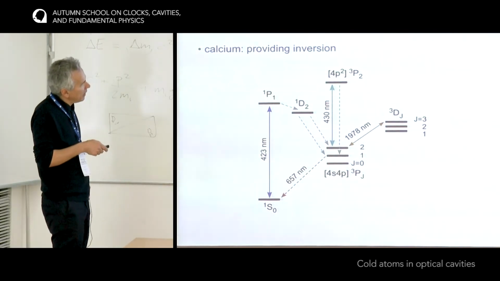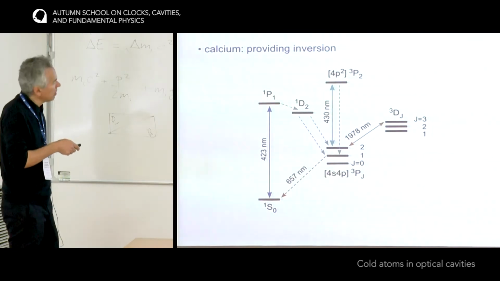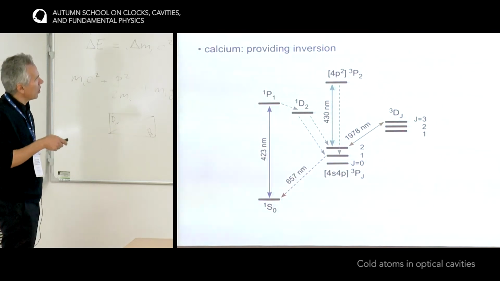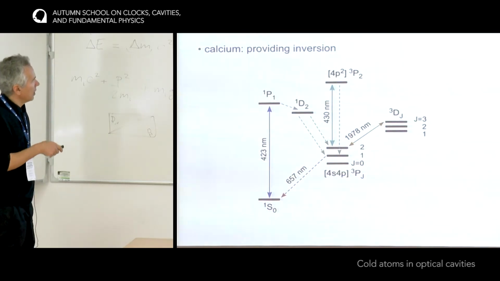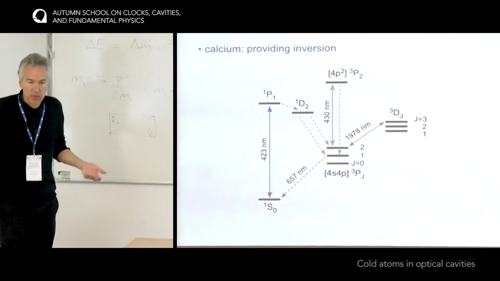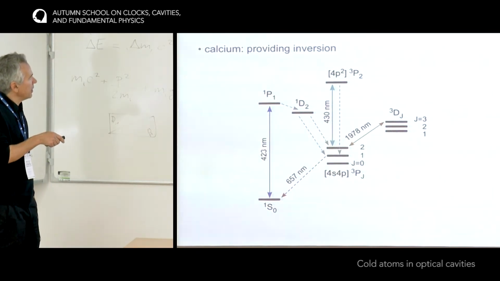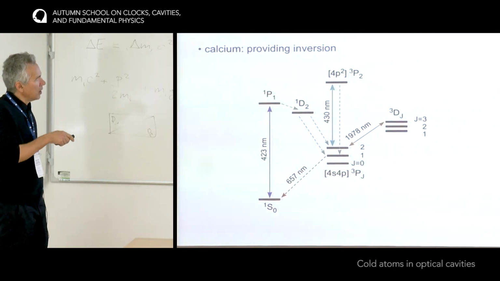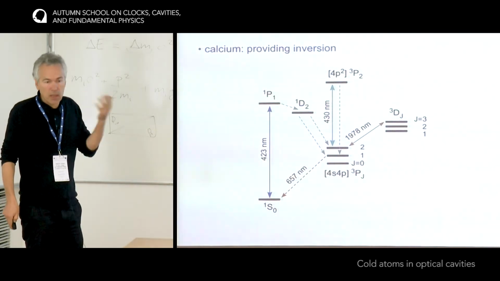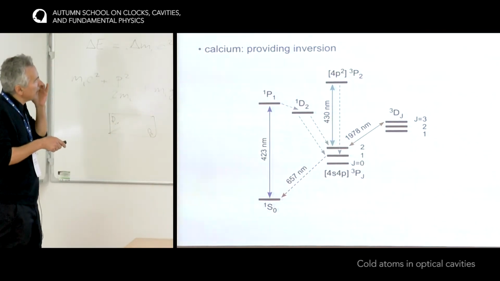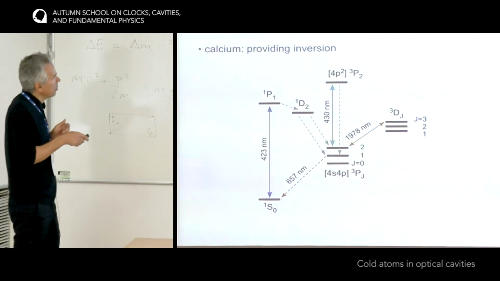Okay, so how do we prepare inversion? I will tell you a little bit about that. To understand the picture, we need this full, unfortunately, this full diagram. So we start with atoms that are hot and have to be decelerated with a Zeeman slower using the singlet line at 423 nanometers. This allows Doppler cooling down to a couple of millikelvin temperatures, so this is not very cold. But there's a nice sort of circumstance here.